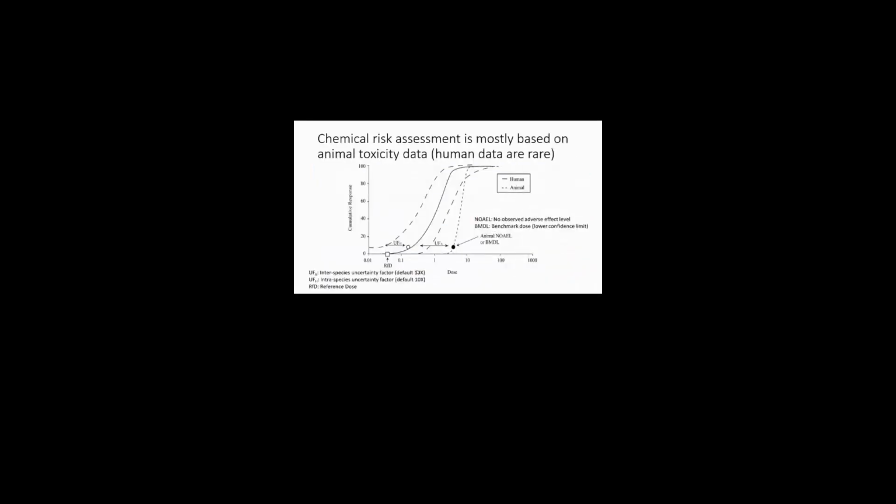The reason we are doing animal to human extrapolation for environmental chemicals is that traditionally our risk assessment is based on animal points of departure, such as no observed adverse effect level, NOAEL, or benchmark dose level, BMDL. And then using these animal points of departure, we add uncertainty factors to estimate reference values for human exposure. Usually, default uncertainty factors of 10x are used to account for uncertainties and variability in animal to human extrapolation and within human extrapolations. As you can see here, there's a UFA, which is animal to human, and UFH, which is within human extrapolation.